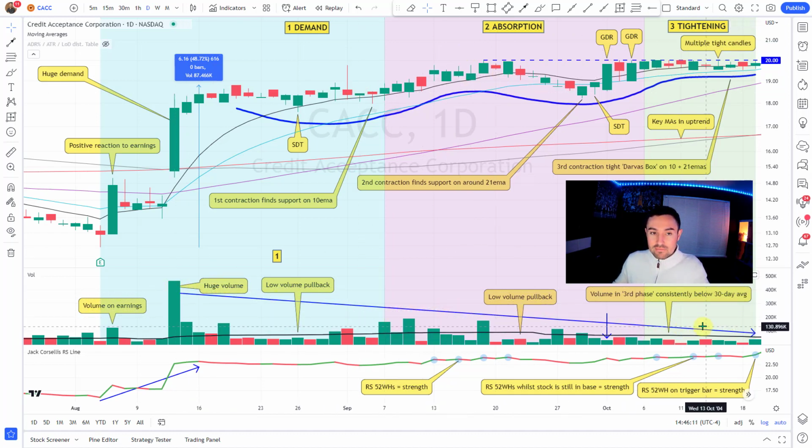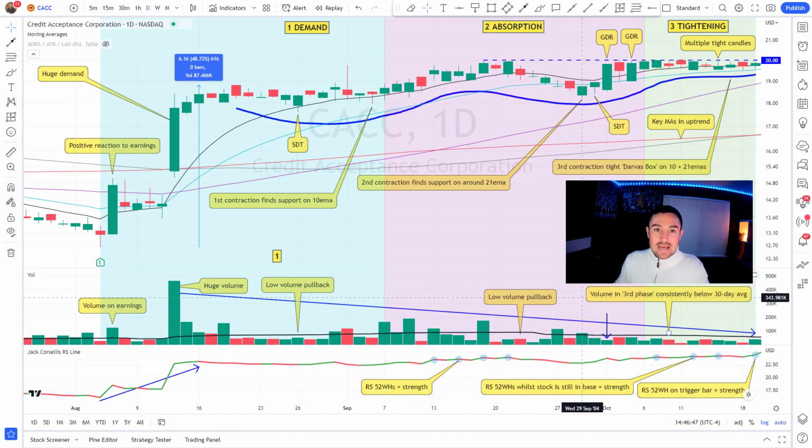Volume is just falling here from left to right. And then this is a free tool you can use in TradingView. Search the indicators, you'll find it. My relative strength line. The stock is hitting 52-week highs on the relative strength line whilst it's still within the base. I cannot stress this enough, that if a stock is hitting 52-week highs while it's still within the base, it is extremely strong. It is one of the strongest signs of strength that you can possibly see. A stock that is basing in a constructive manner and hitting 52-week highs.